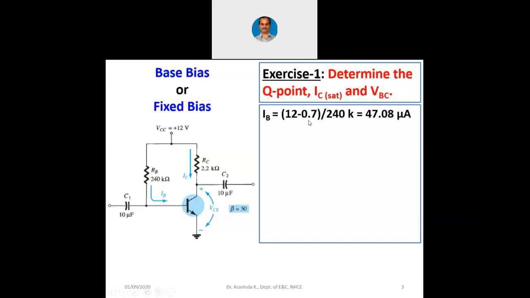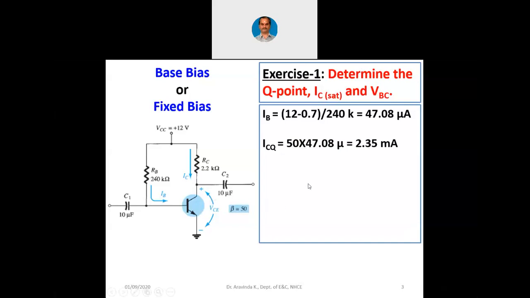IB is 12 minus 0.7 divided by 240 kilo ohms. See, here it is 12 volts, here it is 0.7 volts with respect to ground. So across RB it is 12 minus 0.7, RB value is 244 kilo ohms. So the answer is 47.08 microampere. Sayan's answer is correct. Now ICQ, the quiescent collector current, is beta into IB, that is 50 into 47.08 micro, that is 2.35 milliamperes.